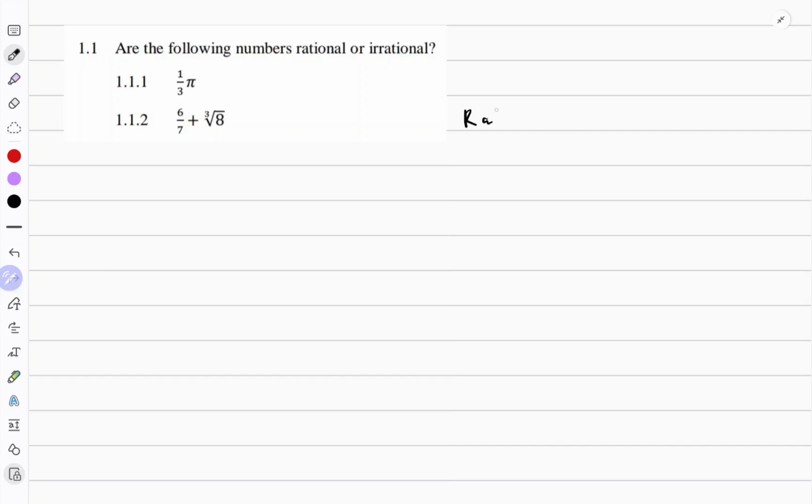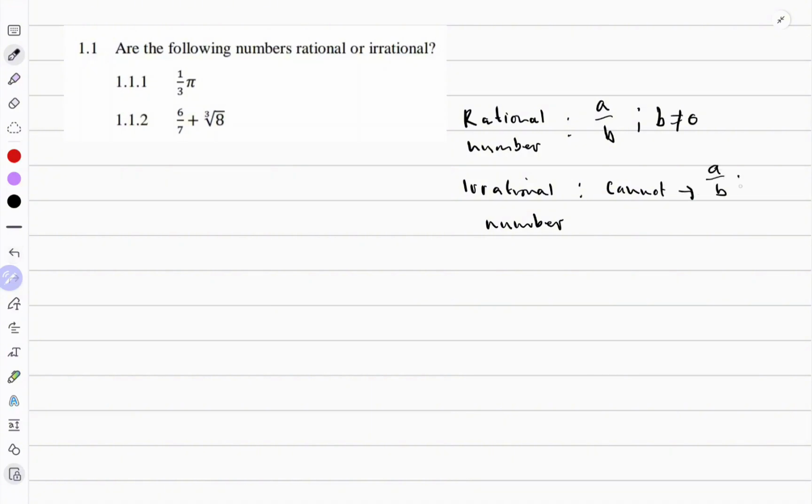A rational number is any number that can be written as a fraction a over b, but b cannot be equal to 0. An irrational number is any number that cannot be written in this form as a fraction where b cannot be equal to 0.